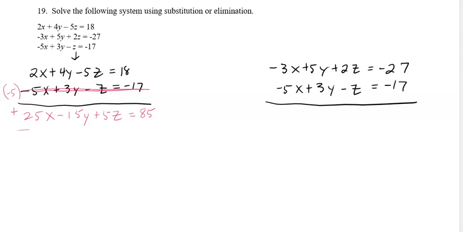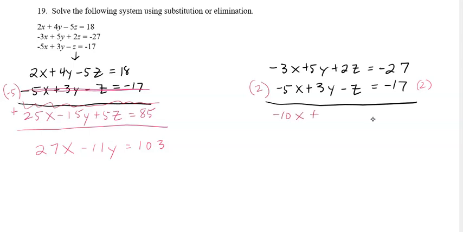So 2 plus 25 is, let's work this out, 27x. 4 plus -15 is -11y. The z's are gone. And 85 plus 18 is 103. Okay, so I've got to eliminate z over here as well, so I'm going to multiply by 2 on the bottom. And let's see what that gives me.